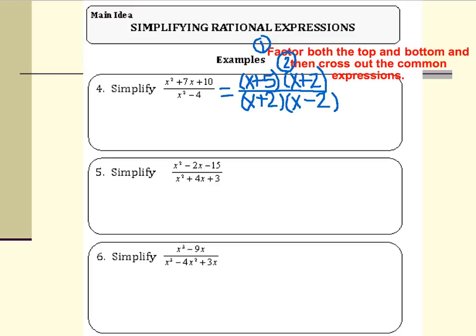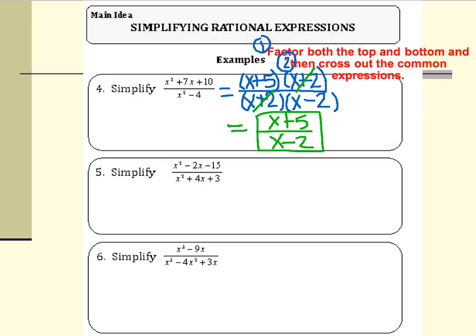Okay. So first I factored both the top and bottom. Now I want to cancel out the common factors. So these two cancel. So I am left with x plus 5 over x minus 2, and that's my answer.